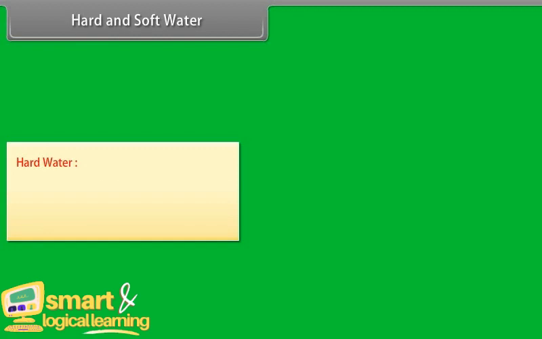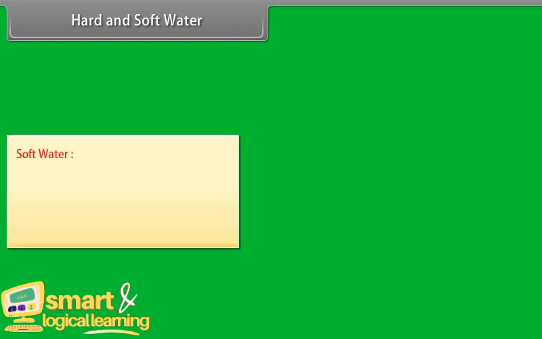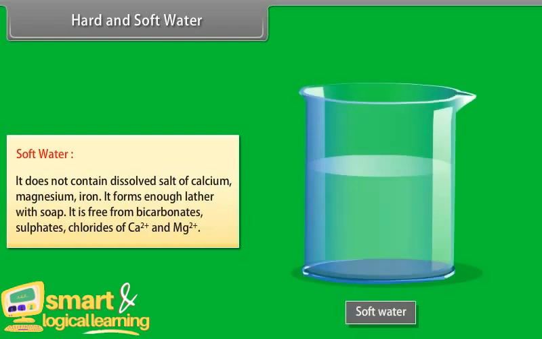Hard and soft water. Hard water. The water which contains dissolved salts of Ca2+, Mg2+, and Fe2+ is called hard water. It does not form enough lather with soap. Soft water. It does not contain dissolved salt of calcium, magnesium, iron. It forms enough lather with soap. It is free from bicarbonates, sulfates, chlorides of Ca2+ and Mg2+.